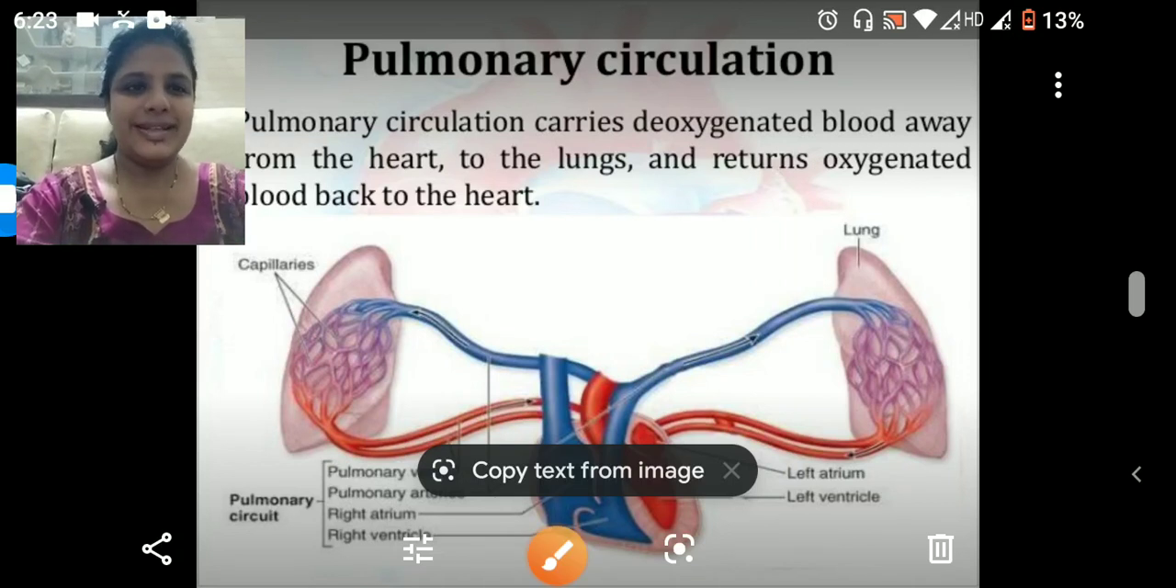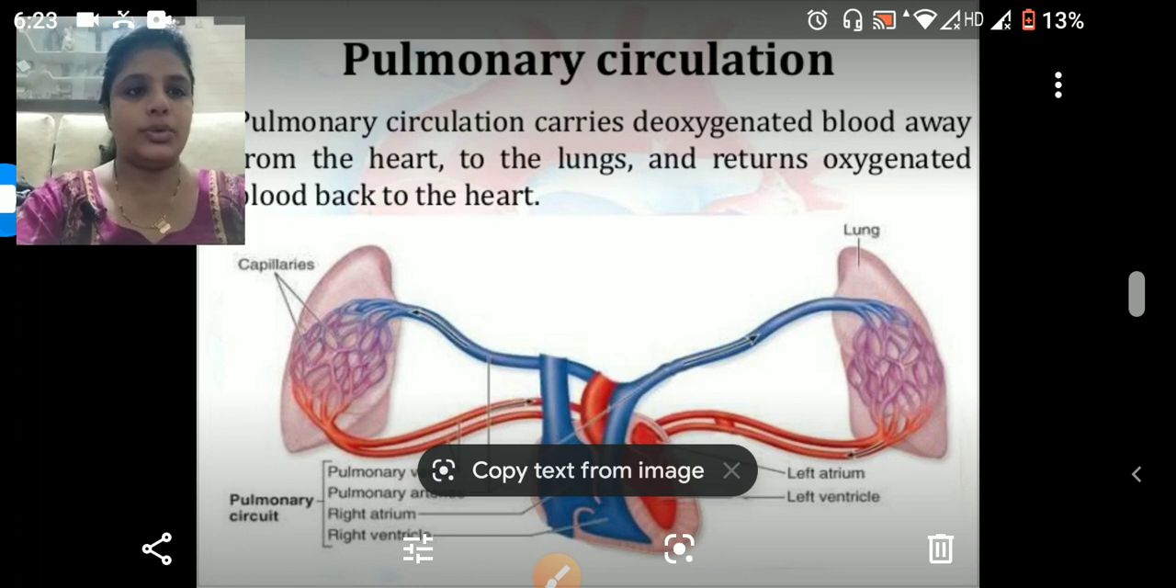Hello students. Today we are going to discuss pulmonary circulation and systemic circulation. Pulmonary circulation carries deoxygenated blood away from the heart to the lungs and returns oxygenated blood back to the heart.